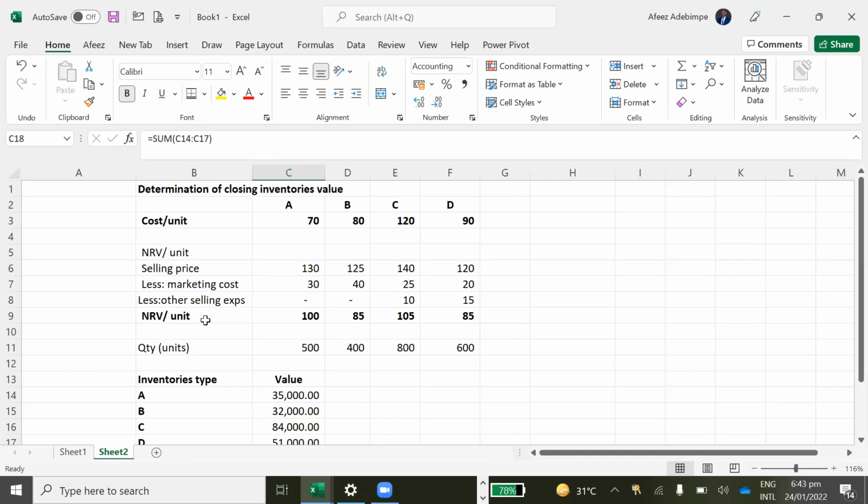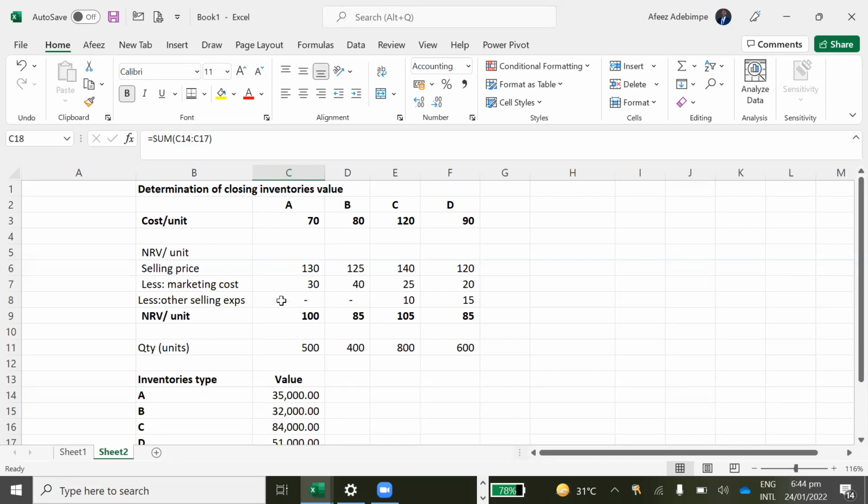In order to determine the value of inventory, you need to compare the cost and the net realizable value. Whichever is lower is what we are picking. From the question, we have 4 products or items, A, B, C, and D, and their corresponding cost, 70 naira per unit, 80 naira per unit, 120 per unit, and 90 per unit. Selling price information is given directly in the question. Selling price information and the cost to sell information will be used in determining our NRV.